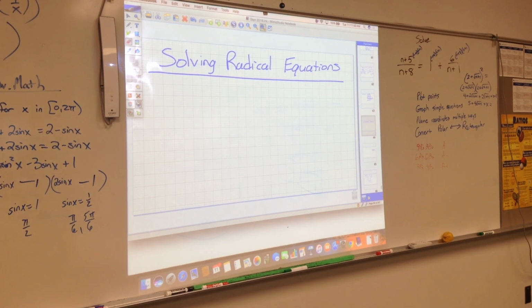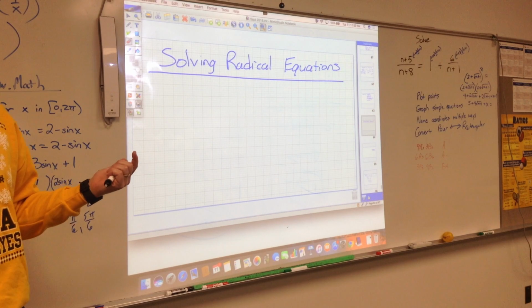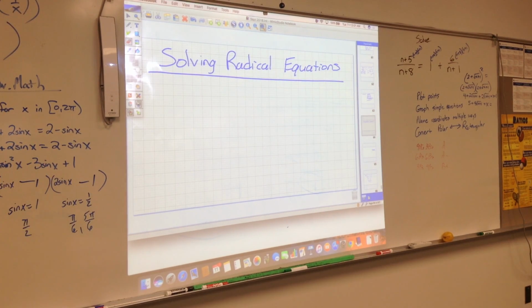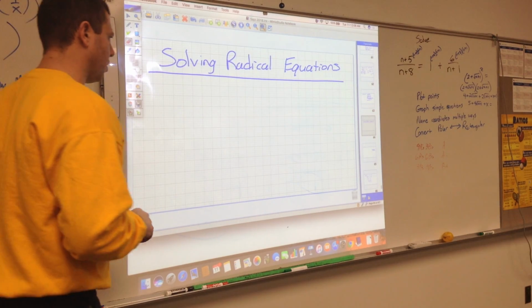Solving radical equations. Radicals, as you guys know, involve some sort of roots. And you guys typically think of square roots, right? Okay. I want to do a little quick refresher on square roots, though, because this will show up here.